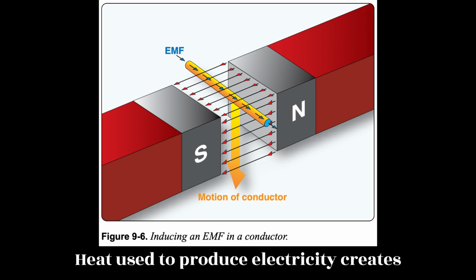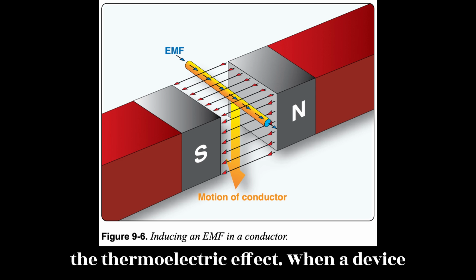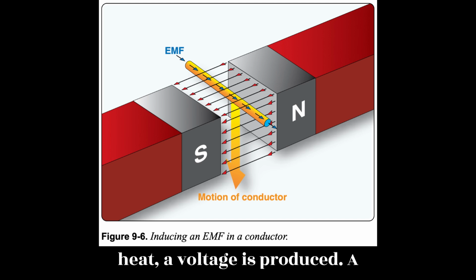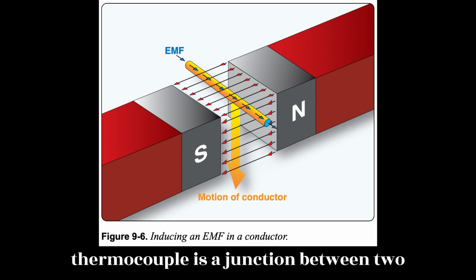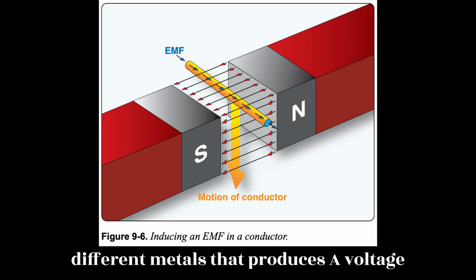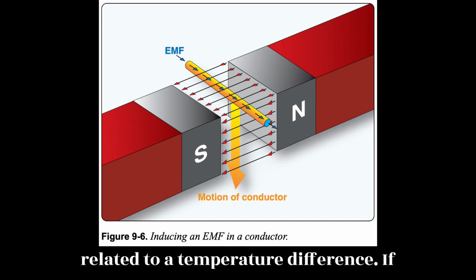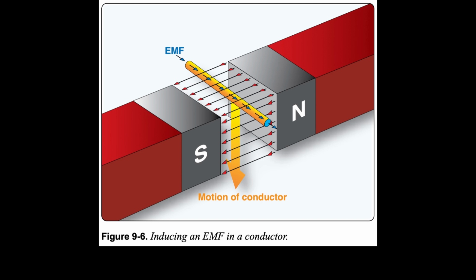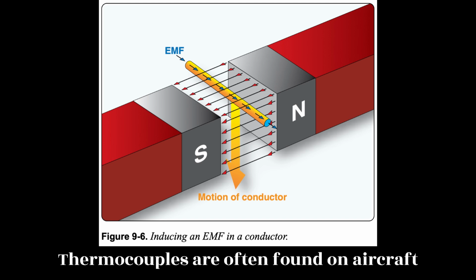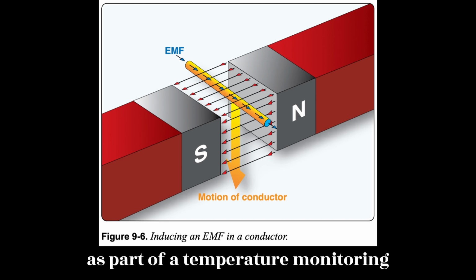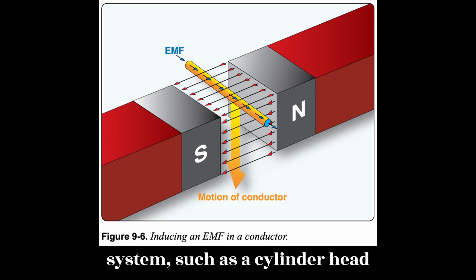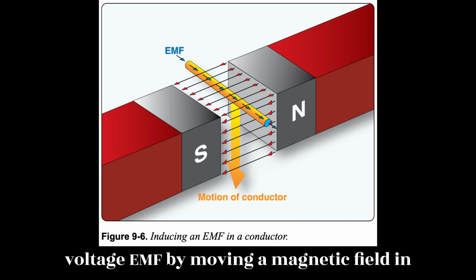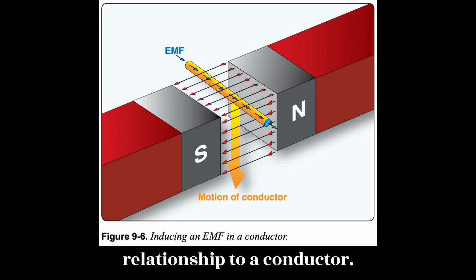Heat used to produce electricity creates the thermoelectric effect. When a device called a thermocouple is subjected to heat, a voltage is produced. A thermocouple is a junction between two different metals that produces a voltage related to a temperature difference. If the thermocouple is connected to a complete circuit, a current also flows. Thermocouples are often found on aircraft as part of a temperature monitoring system, such as a cylinder head temperature gauge. Electromagnetic induction is the process of producing a voltage, EMF, by moving a magnetic field in relationship to a conductor.